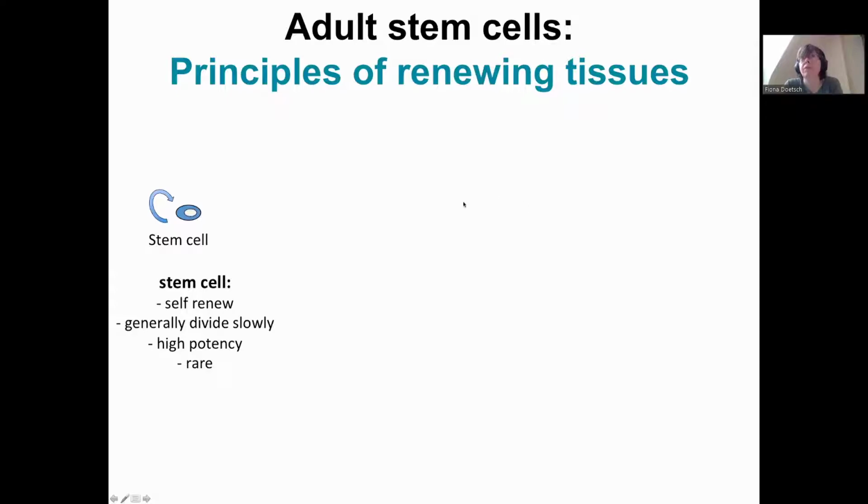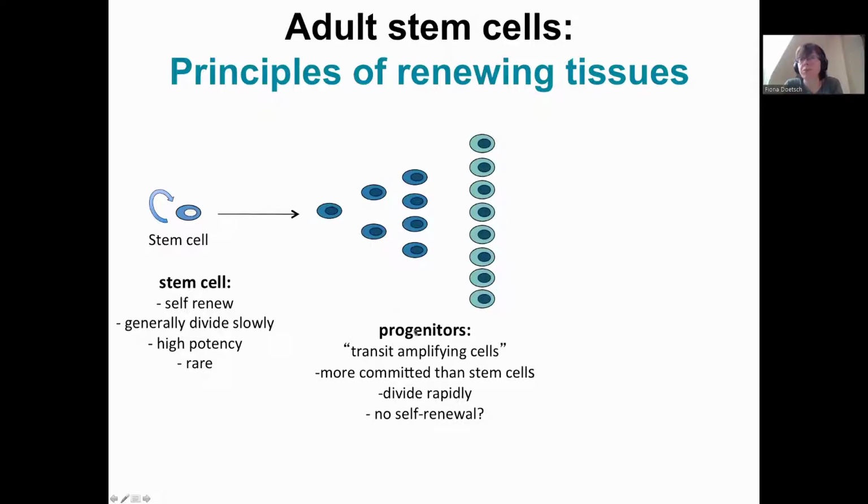So, how do adult stem cells contribute to tissue throughout life? This is true for most adult stem cells. You have a rare population of stem cells found in the organ, and these cells can undergo self-renewal, and they typically divide slowly, and they have a very high potency. These stem cells then give rise to so-called progenitors or transit amplifying cells that divide very rapidly, but they're more committed than a stem cell. Under normal conditions, they don't typically self-renew. They divide a few times and then disappear.